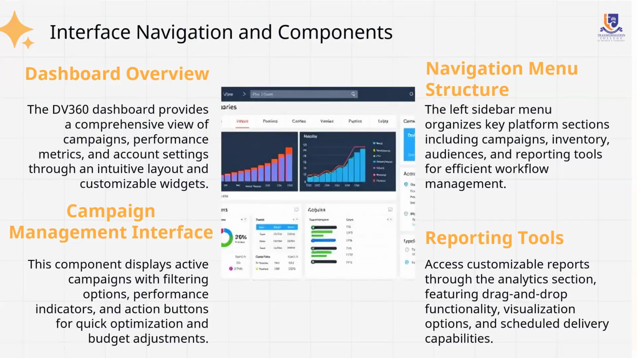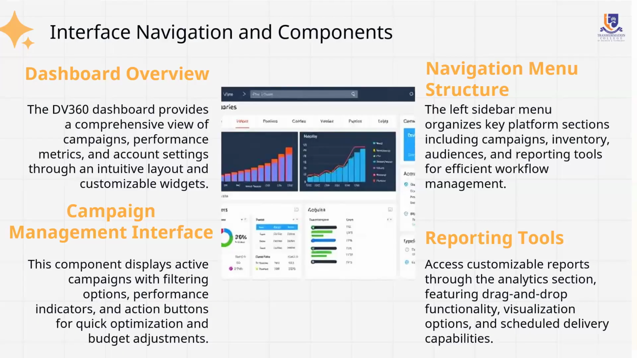When you're making your ads on Google Ads, you can target someone using a computer, how they will see it on a computer, how the person will see it on a tablet, and how you see it on a phone differently. Those are where you need to adjust the aspect ratio to match each particular device. So the navigation menu on the left sidebar is organized into key platform sections, including campaigns, inventories, audience, and reporting tools for efficient workflow management.